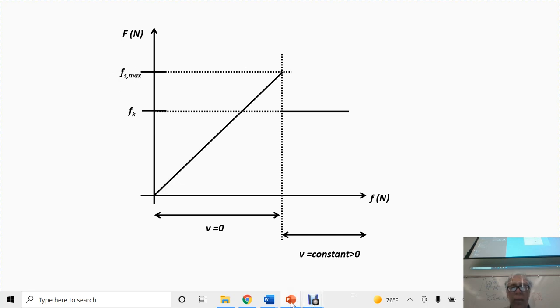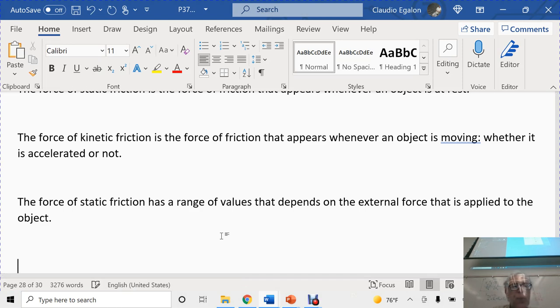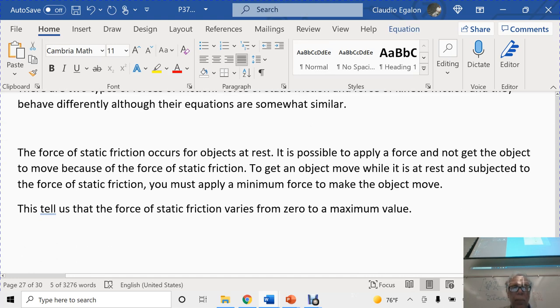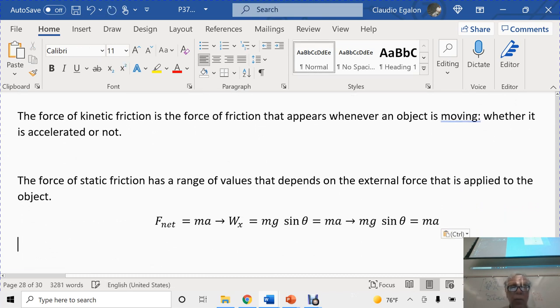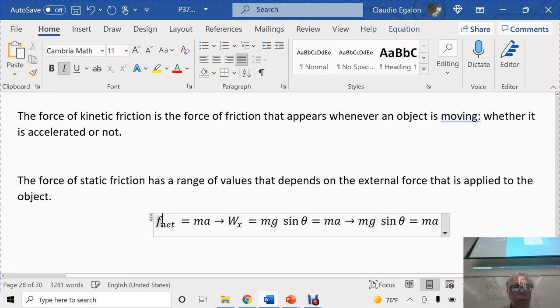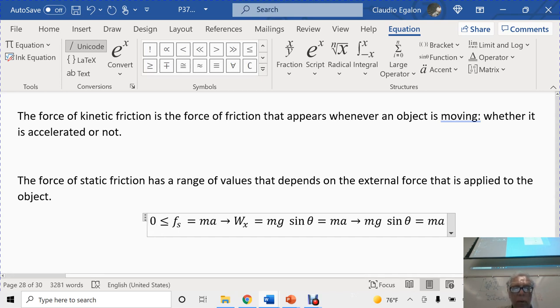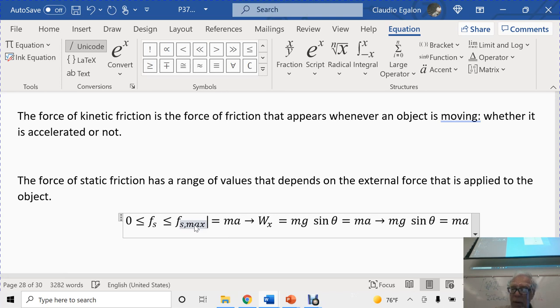Okay? And let's see what's going to be the equation for that. This maximum value. Force of static friction. I'll put it like that. 637, almost there, right? Here you go. It's an inequality, right? The force of static friction can have a value anywhere between zero and a maximum value that I call maximum value of static friction.